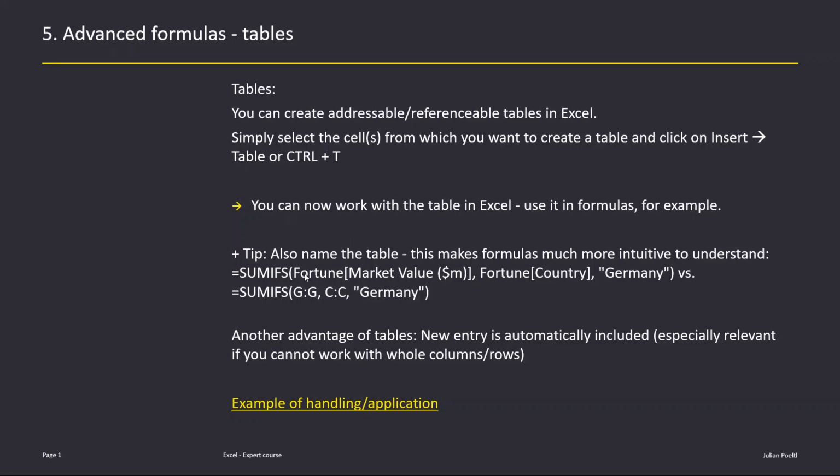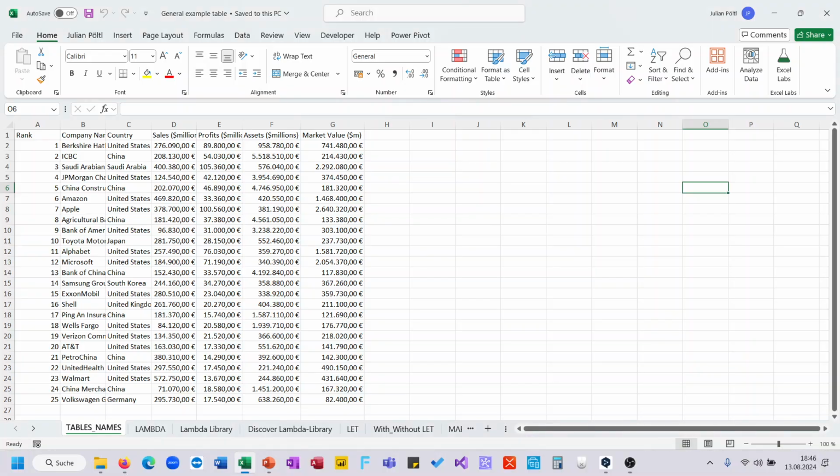Well, this is the same formula here. So SUMIFS, instead of column G, you have Fortune market cap. Instead of column C, it's Fortune country. So you know, oh, this is the market cap, this is the country, and so on. And you can see this. And another advantage is if the table is updated, the new entry is automatically included. This is highly relevant when you don't work with whole columns or rows. So let's see how this will work in Excel.